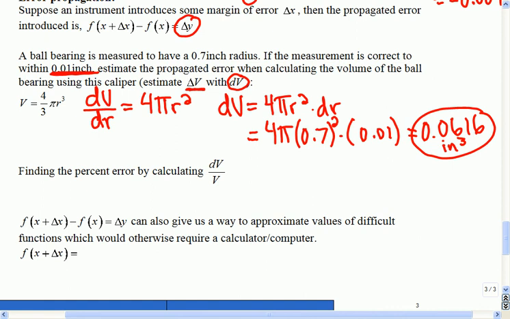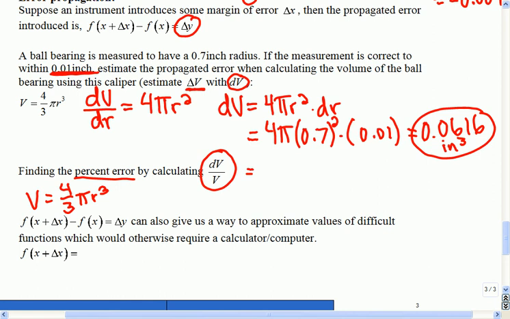You might also be curious, well, what percentage of the experiment is it? Like, that's only 0.0616, who cares? It's so small. But we can try to find out the percentage error by comparing the error to its actual volume. So the volume is going to be 4/3 pi r cubed. Is it completely off now? Okay, famous last words.